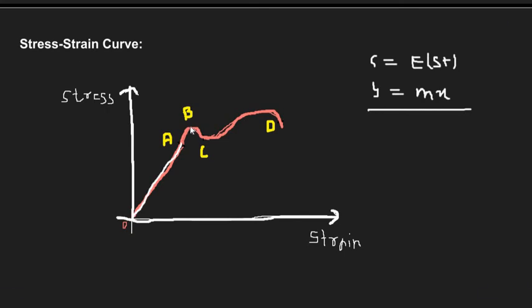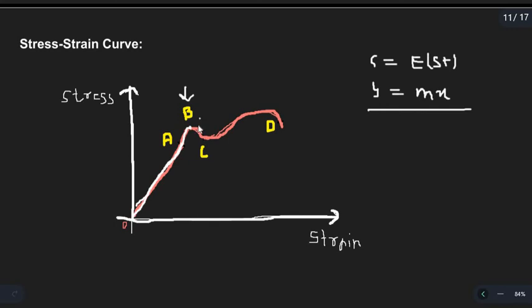If your graph is up to B, forget about the rest. Here, when you are at point B and you remove the load, what will happen? This graph will again retrace back itself. It means the body will come back to its original length after you remove the deforming force. So it will still have its elastic behavior, though it is not obeying Hooke's law. Okay. So this point B is called the elastic limit. Yes, B point is called the elastic limit.